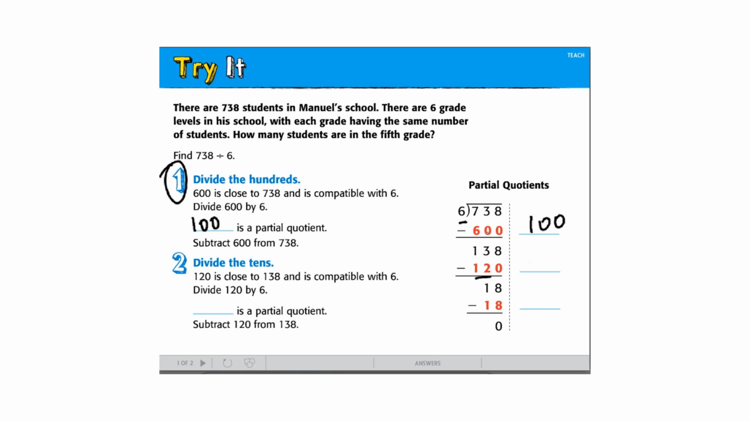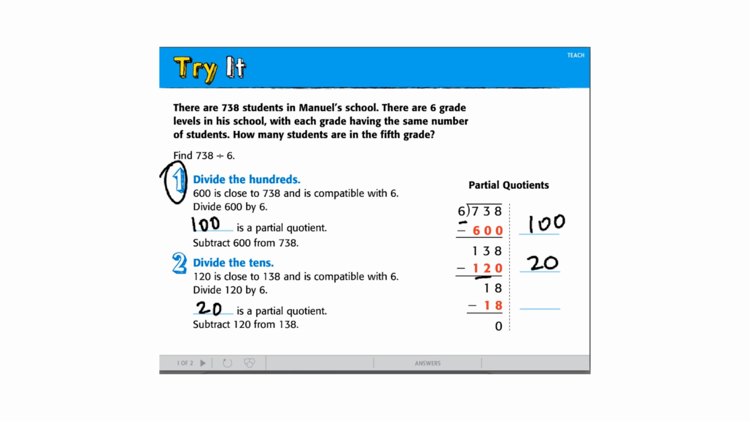We would get just 20. 6 goes into 12 twice, right? And then you add the 0 on. So 20 would be your next partial quotient. Basically, the numbers that you're writing on the side are going to be a number that goes to the hundreds place, a number that goes to the tens place, and then a number that goes to the ones place.